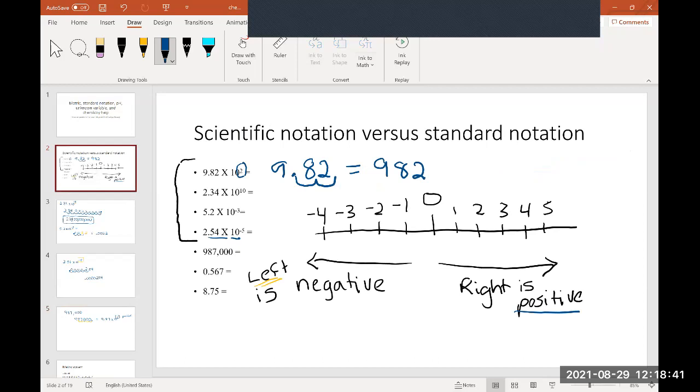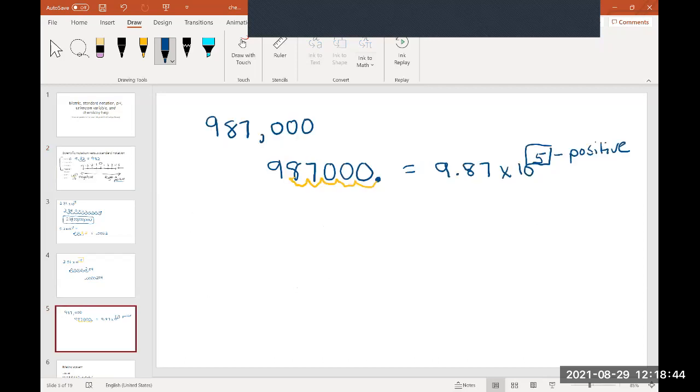What about 0.567? Let's do that one. Well, again, we need to move our decimal place so that we have one digit to the left of the decimal point between 1 and 9. So we just need to move our decimal place one position. And now we get 5.67 times 10.